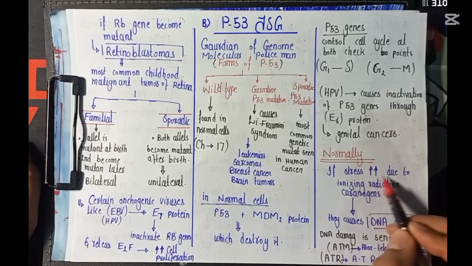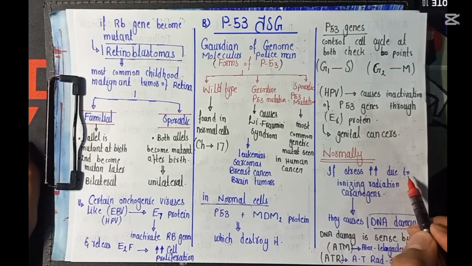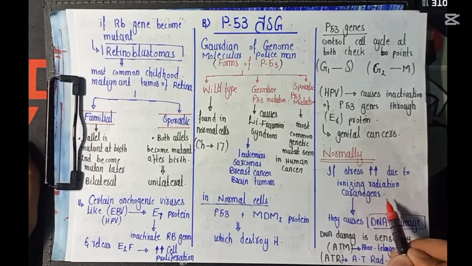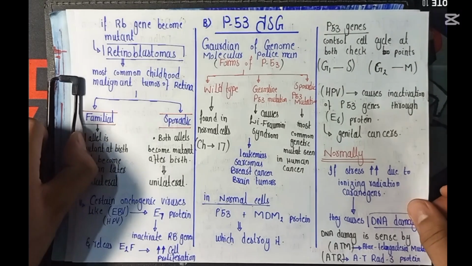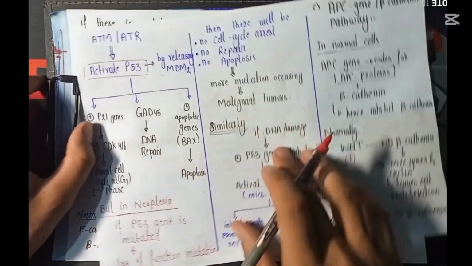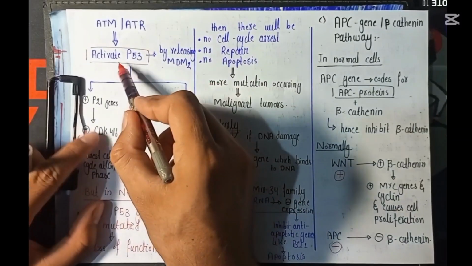Normally, if there is an increase in stress on the cell due to ionizing radiation or a carcinogen, it causes damage to the DNA, and the damage to the DNA is sensed by certain factors like ATM and ATR. ATM stands for ataxia telangiectasia mutated factor, and ATR stands for ataxia telangiectasia and Rad3-related protein. These ATM and ATR sense the DNA damage and activate p53.